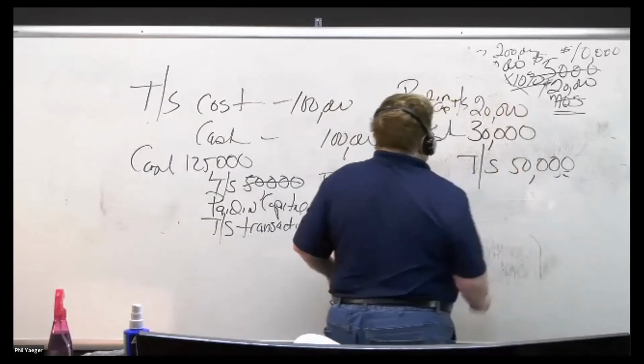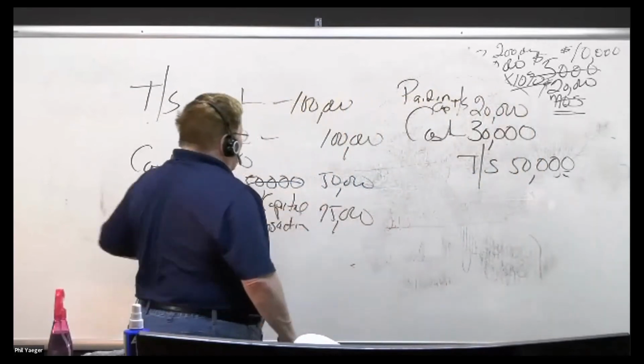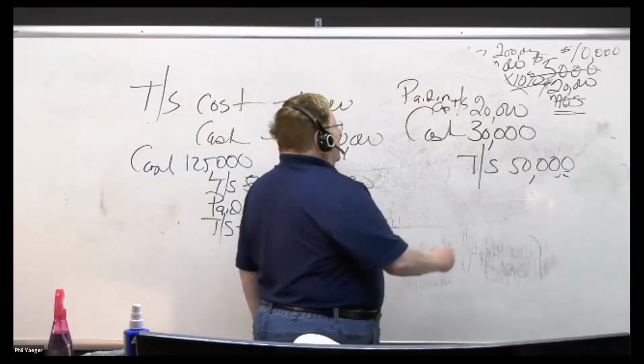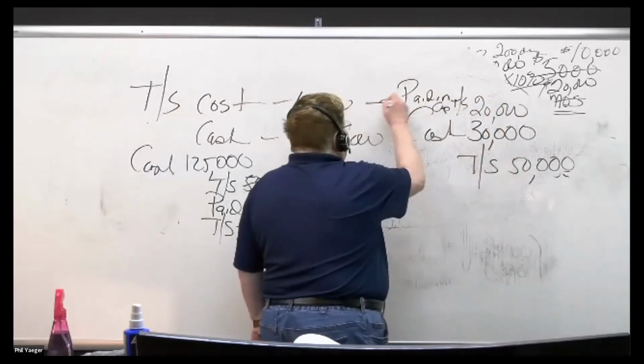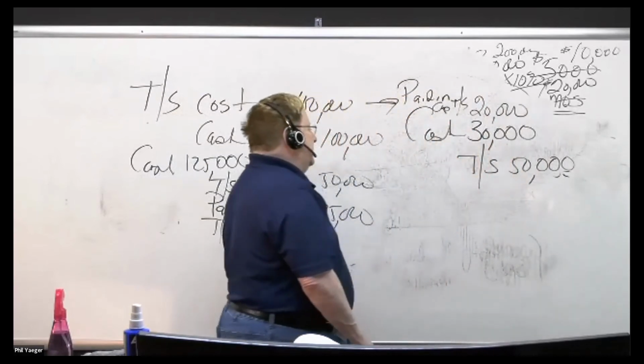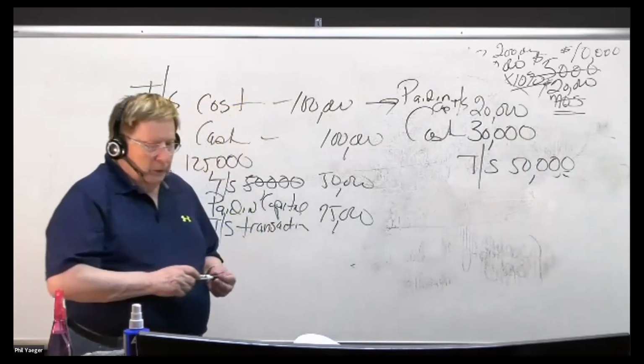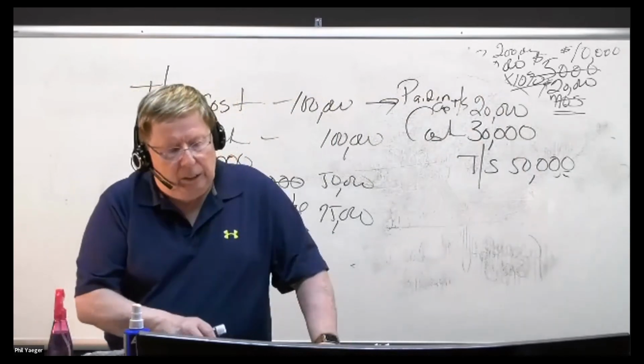Now, what happens if you use up all the paid in capital from treasury stock and you need a debit, as a loss on treasury stock? What do you debit? Retained earnings. Very good.